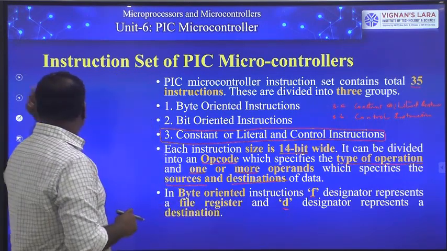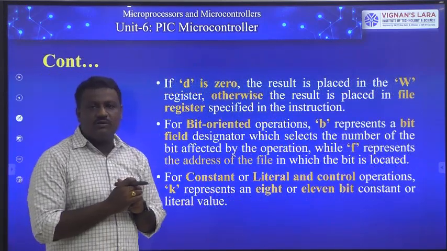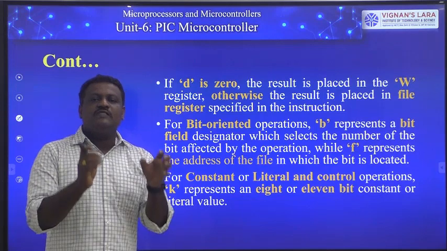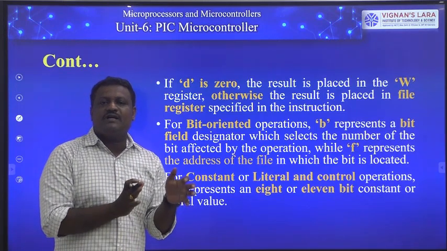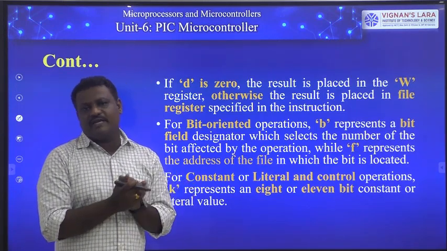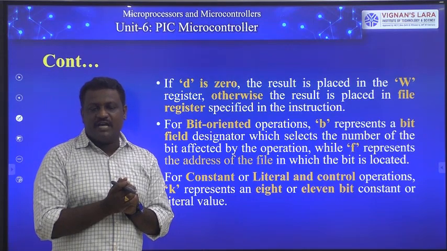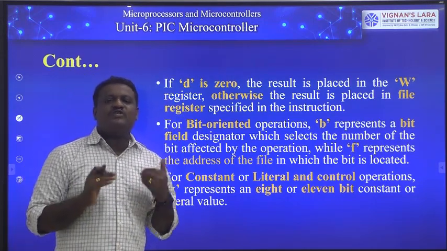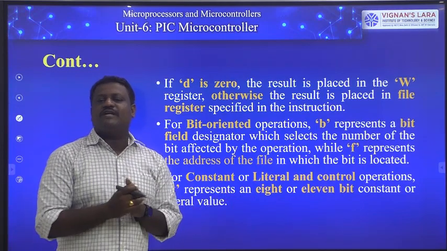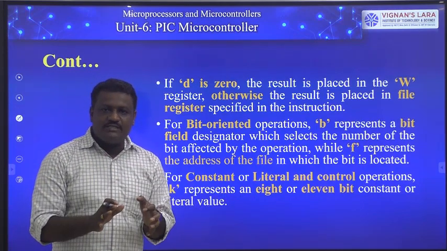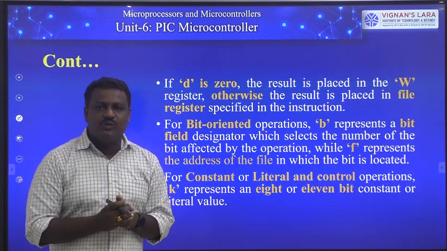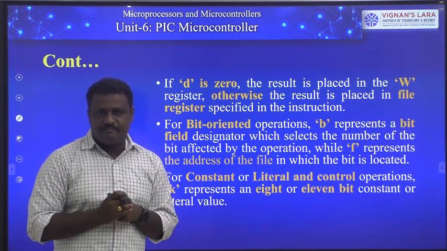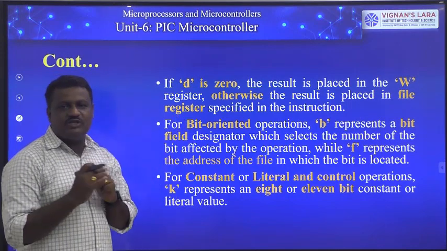So what is D? If D is equal to 0, no doubt the destination of that particular instruction is the working register W. I repeat, if D is equal to 0, the result of that instruction execution always goes to working register W. Otherwise, if D is equal to 1, the result always goes to file register F. So that is the important one, D.